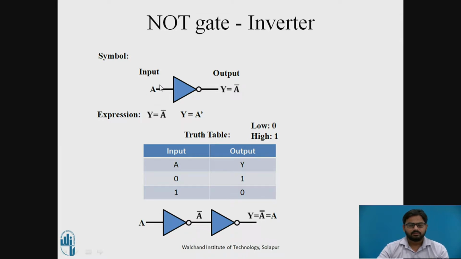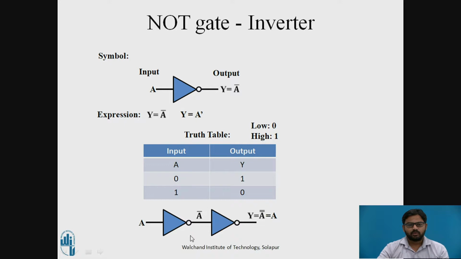First, the NOT gate. It is also called an inverter because it has a single input and a single output. The input is A, and the output is read as A complement or A bar. In the truth table of the NOT gate, A is the input and Y is the output. The symbolic representation for 0 is low and for 1 is high. So when the input is low, the output is high. When the input is 1, the output is low. That's why it is called an inverter.